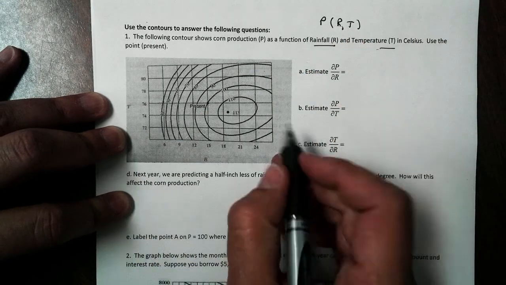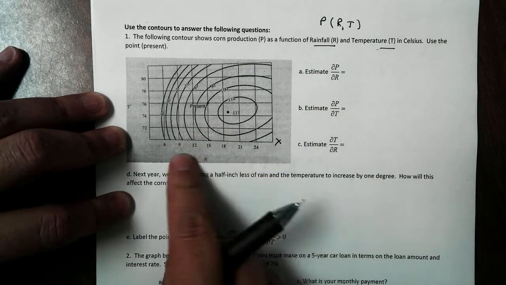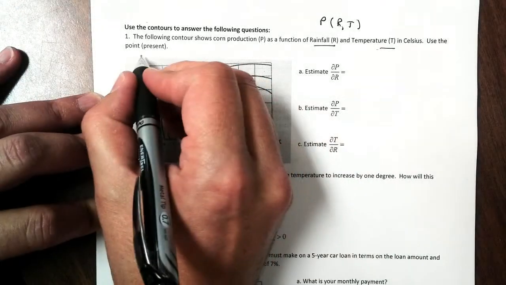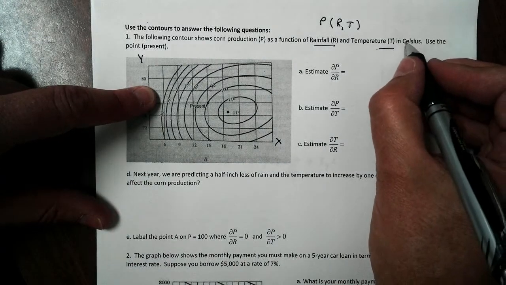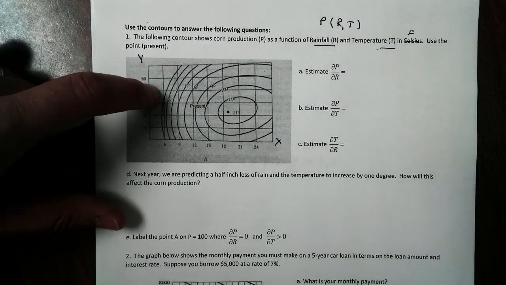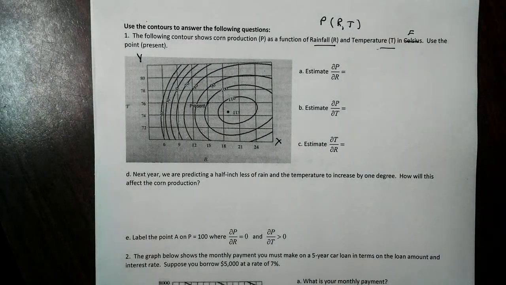If you notice here, along the x-axis, that's the amount of rain, and on the y-axis, we have our temperature in degrees. Whoops, not Celsius, but Fahrenheit. Whoops, mathematicians, units, go figure, right?